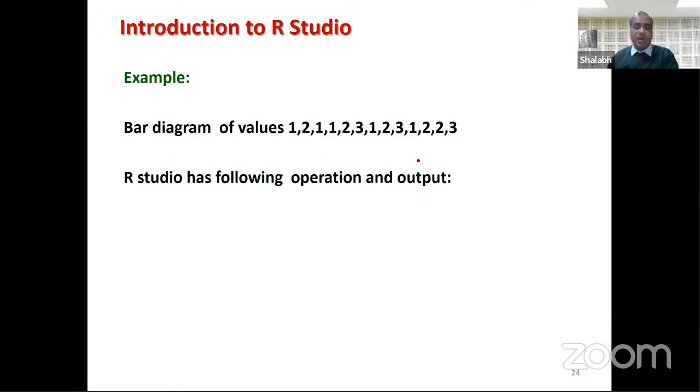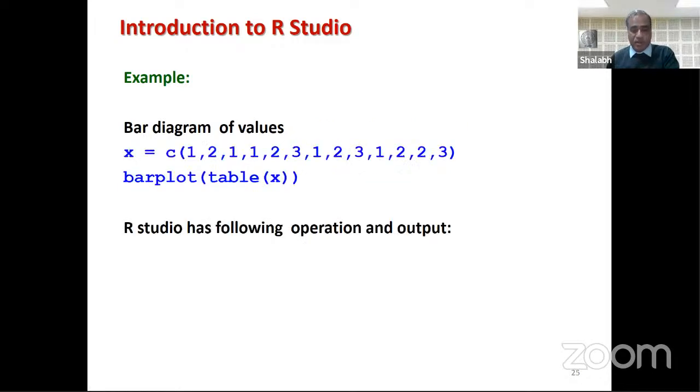Right. Suppose now let me give you an example. Suppose I want to create a bar diagram of these values 1, 2, 1, 1 like this. There are 3 different values which have been repeated different numbers of times. So how can I create this bar plot? I am sure that you might know what the command is for creating the bar plot.